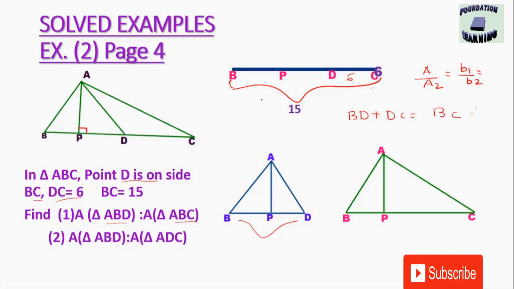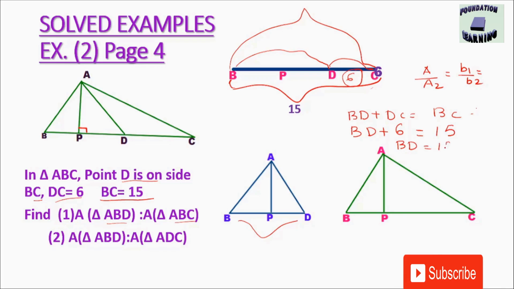Here you have BD plus DC, which will give you the entire thing. BD we don't know, so we will write BD as it is. DC we know it is 6, and BC we know it is 15, so we will write 15 here. So BD plus 6 is equal to 15. Therefore BD will be 15, and when you bring 6 this side, where here you have plus, it will become minus. So BD is equal to 15 minus 6, which is 9.